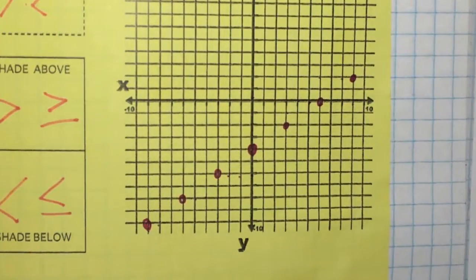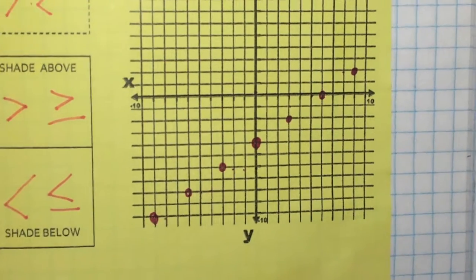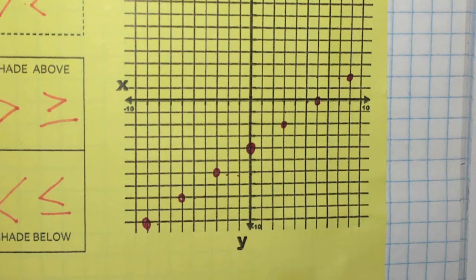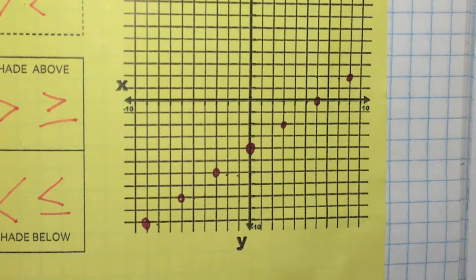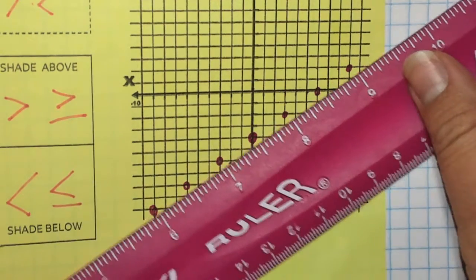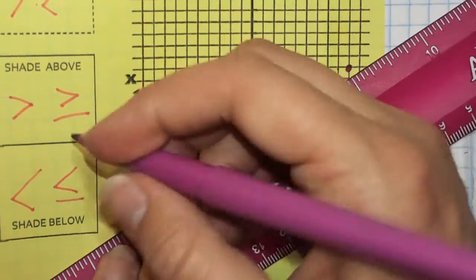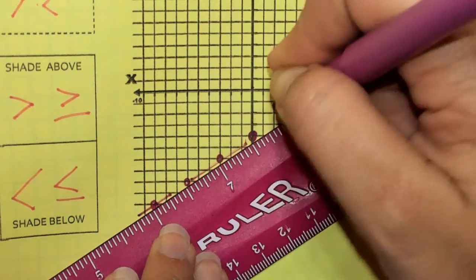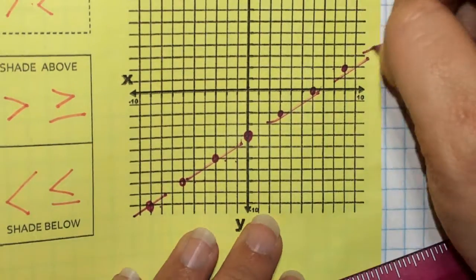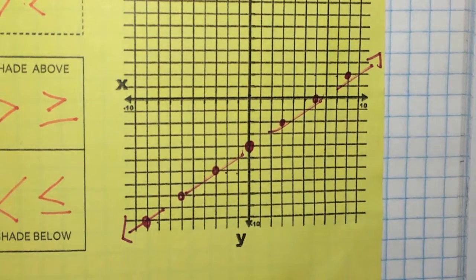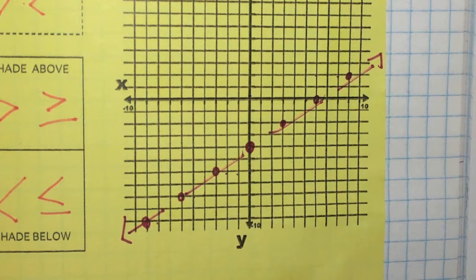So I want everybody to just watch. Please watch me before you do anything. That means put your pencil down, put your eyes on the board. 1, 2, 3, 4. Do you see how my line is dashed? Do you see how it's not connected? Make your line like that.